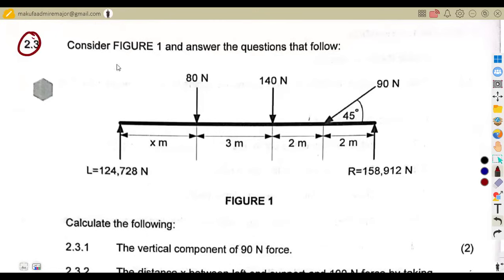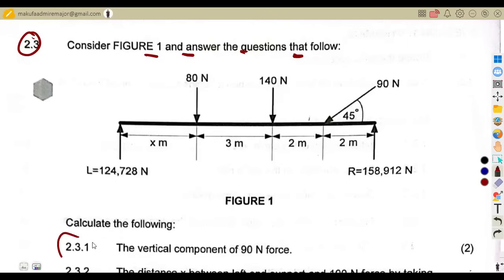All right, 2.2, consider Fig 1 and answer the questions that follow. So there we are given our beam in this case, which is supported at L and at R, given these values: you've got x, 3 meters, 2 meters, and 2 meters. Then I've got a force of 80 Newton, 140, inclined at an angle of 45 degrees. Okay, take note of that.